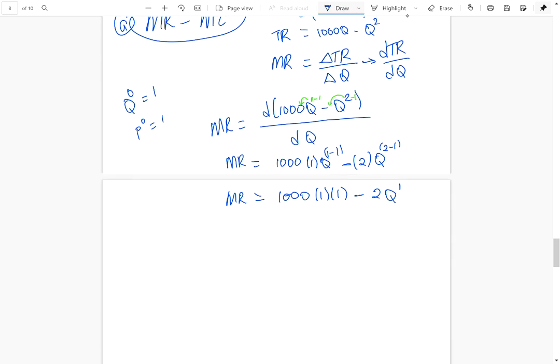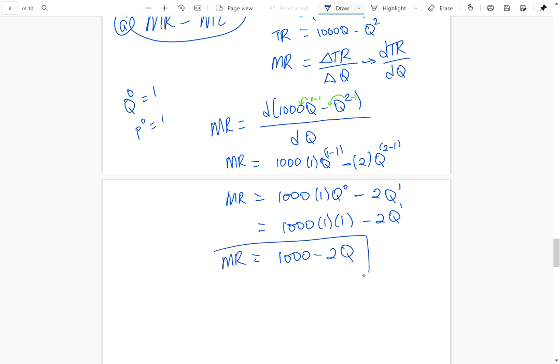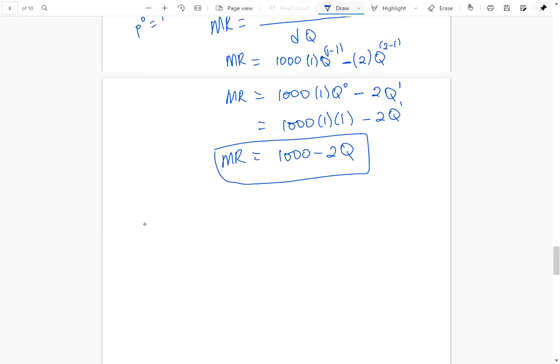Maybe I shouldn't skip that step. Times Q raised to the power of 0, which is equal to 1,000 times 1 minus 2 times Q to the power of 1, which is 1,000 minus 2Q, right? That's marginal revenue. So we know what marginal revenue will be for any level of Q. We don't have to create that table where we have 0 through infinity. We know what marginal revenue will be as Q goes from 0 to infinity.